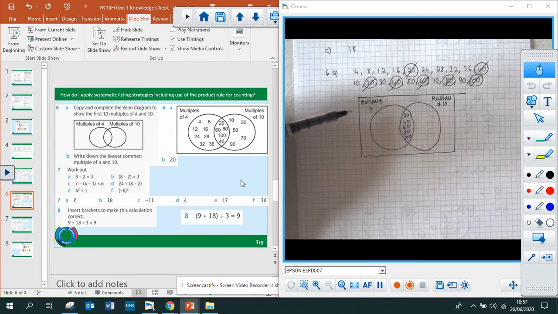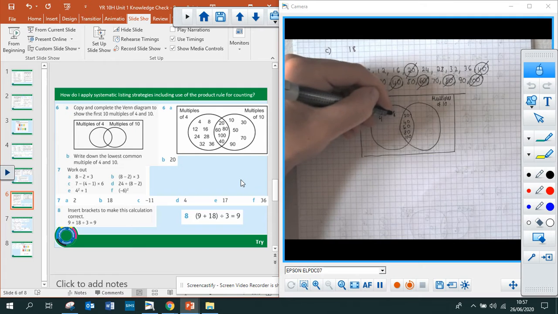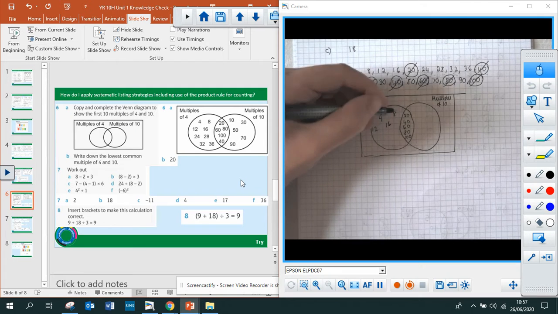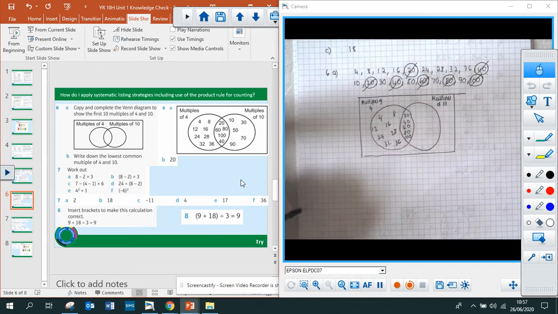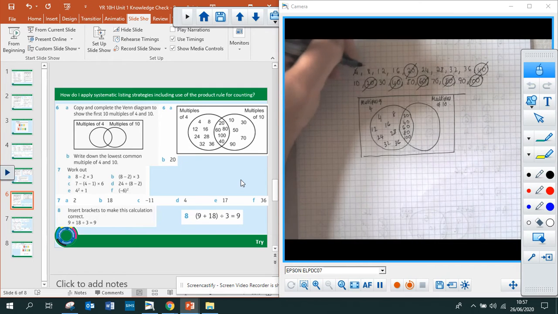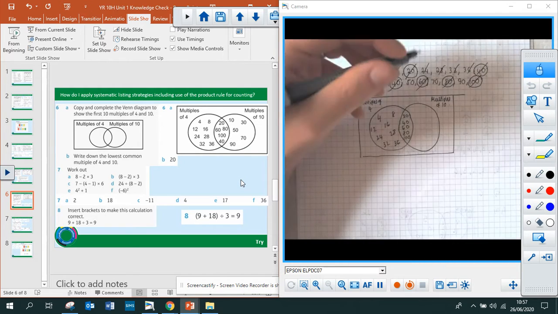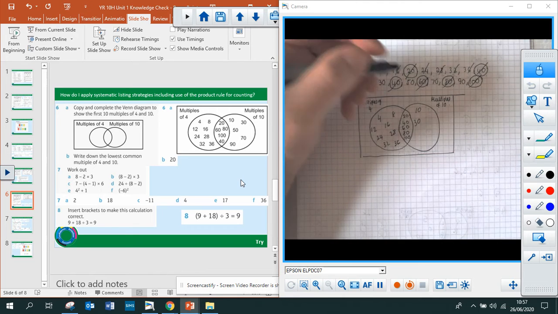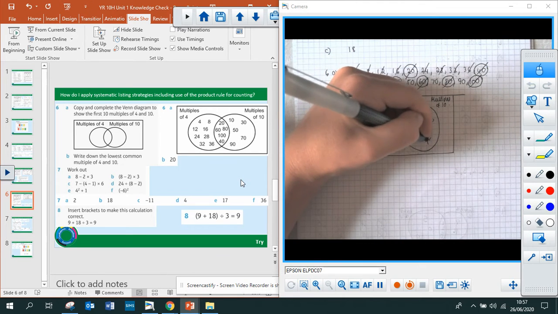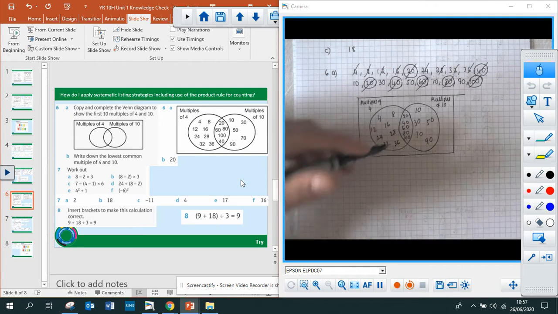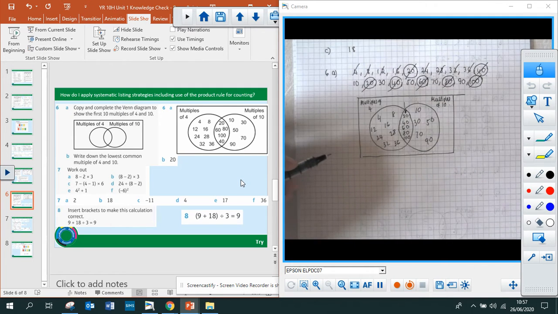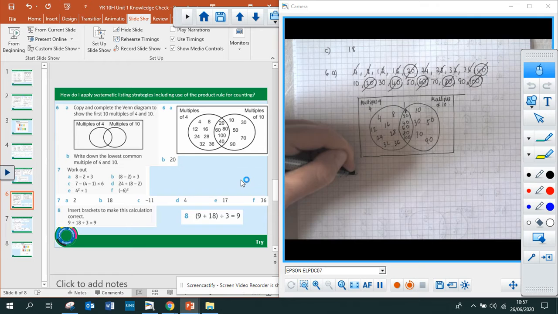Which ones are only multiples of 4? So 4, 8, 12, 16, 24, 28, 32, and 36. And then which ones are only multiples of 10? We've got 10, 30, 50, 70, and 90. And then you finish that part. Then part B says write down the lowest common multiple of 4 and 10. This centre part shows us our common multiples. The lowest common multiple of 4 and 10 would be 20. So part B is 20.